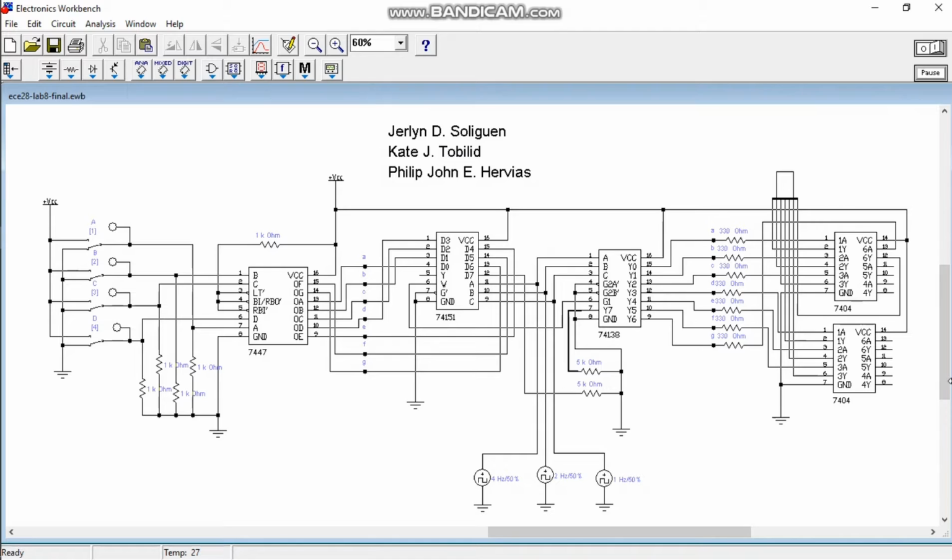Good day everyone, my name is Kato Wiled of ECE 3A, and today I am going to demonstrate and describe to you the values being displayed on the 7-segment display from 0 to 9.